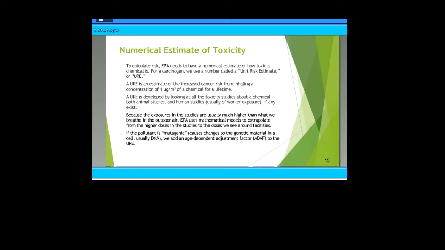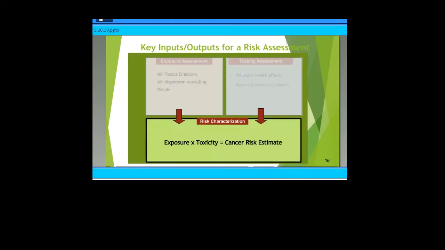If the pollutant is mutagenic, that means it causes changes usually to the DNA, then that means that it's more toxic to kids, to children. And so we add what we call an age-dependent adjustment factor for the unit risk estimate. And ethylene oxide is mutagenic. So at the end of the day, we multiply this unit risk estimate by a factor of 1.6. We can walk through how all that's done if you want, but I'm trying to cover a lot of material in a short period of time, so you'll see when we do the calculation, which we are about to.